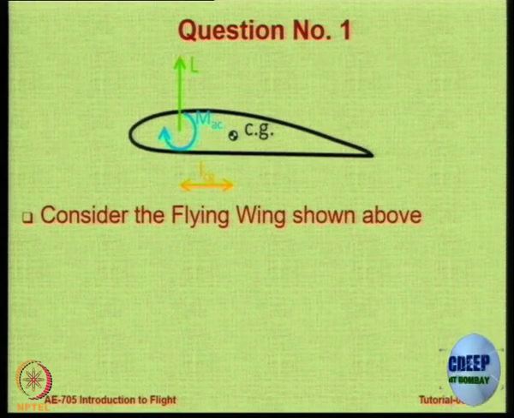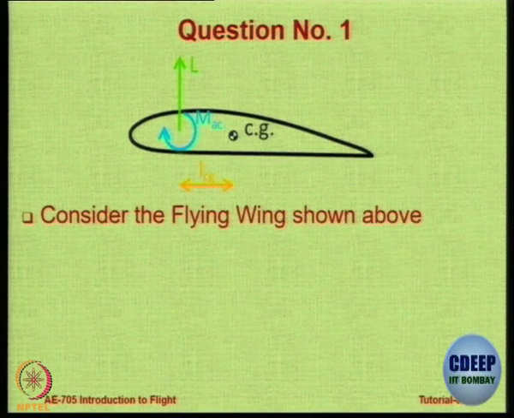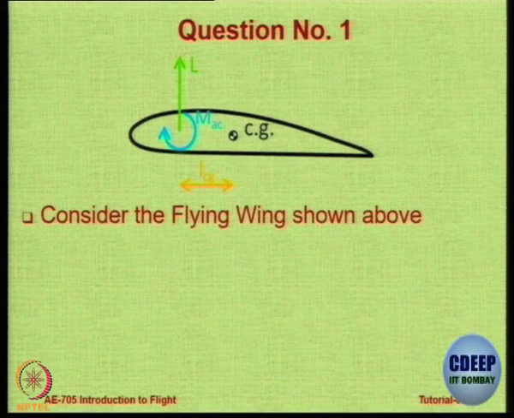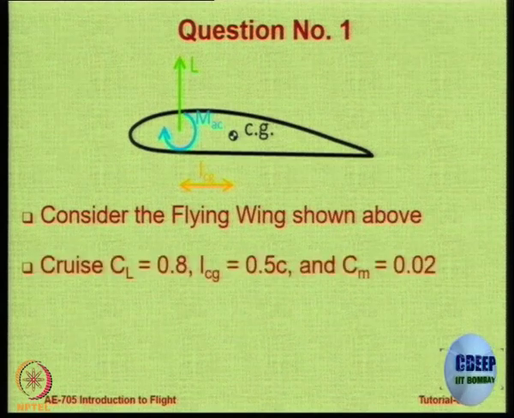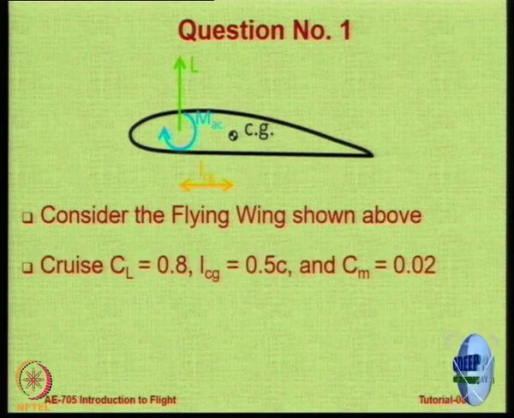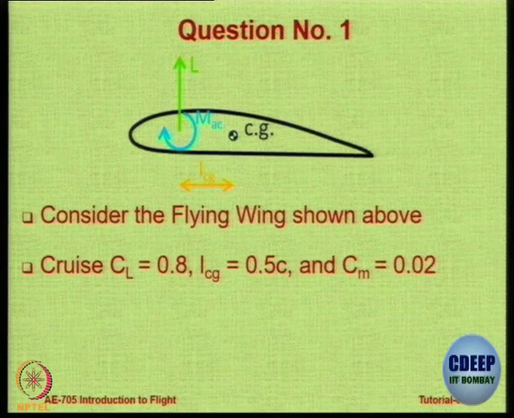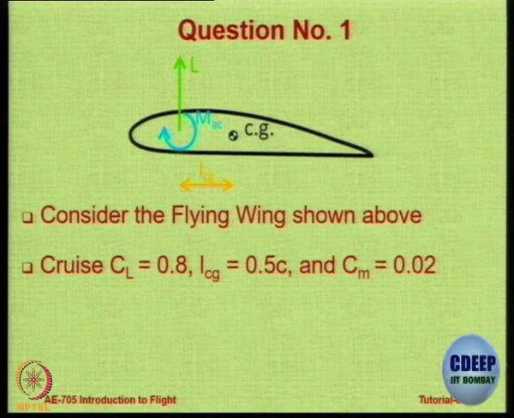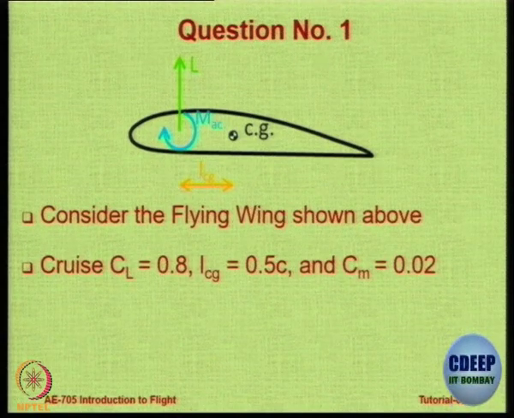It has an aerodynamic center at which we can assume the lift force to be acting, and also some moment about the nose. Okay. So the question is that during cruise, if the lift coefficient is known to be 0.8, and if the LCG, that is the distance between the aerodynamic center and the center of gravity, is 0.5 times the chord. The chord is from the nose to the end, and the pitching moment coefficient CM is 0.02.